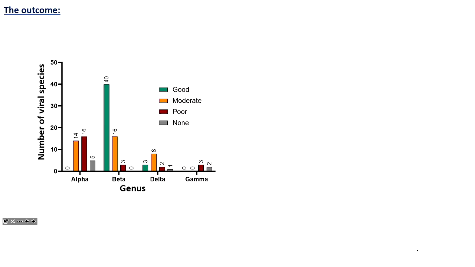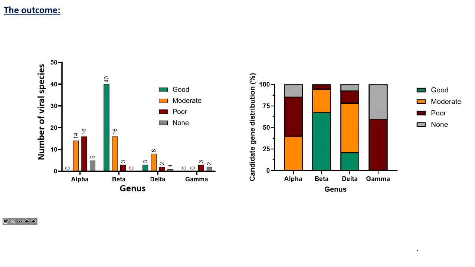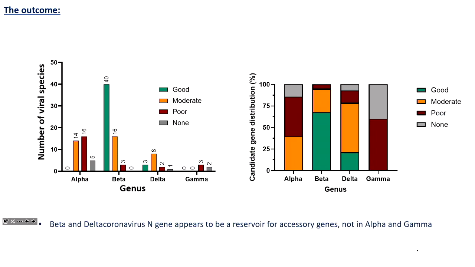And this is the first batch of results. So if you look here at this graph, the number of viral species divided by alpha, beta, delta, or gamma genus, this shows the number of each species in each genus having either a good, a moderate, a poor, or no accessory gene candidate in their second reading frame. And this graph here represents exactly the same thing, but as a percentage distribution, because we do not have as many gamma coronavirus species as we have beta coronavirus species. What I hope you can immediately notice is that if you look at beta and delta coronaviruses, their N gene does seem to be a reservoir for accessory genes. Not so much in alpha, and definitely not in gamma coronaviruses.